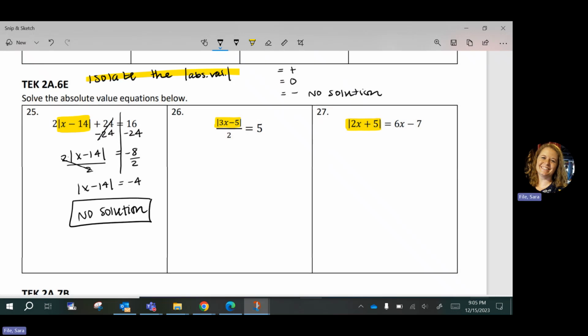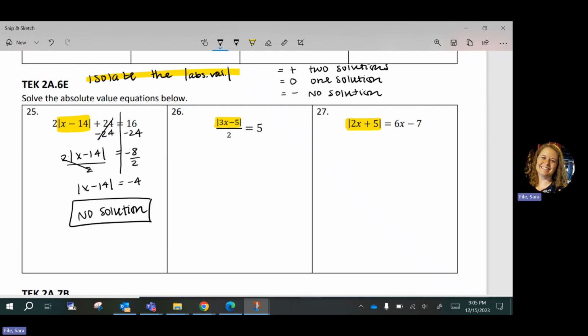Okay, now the other possibility, if it equals 0, that means there is only one solution. And I just take out what's in the absolute value, set it equal to 0, and solve. If it is equal to a positive number, that means there are 2 solutions.